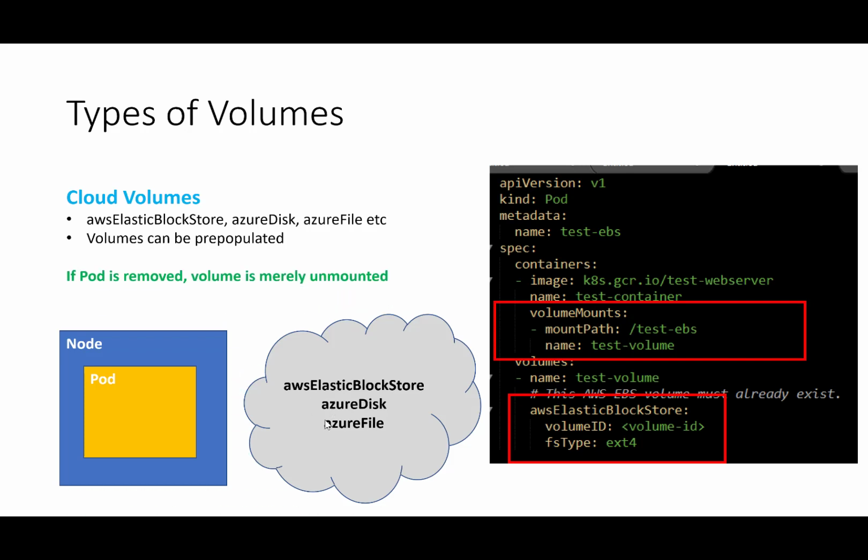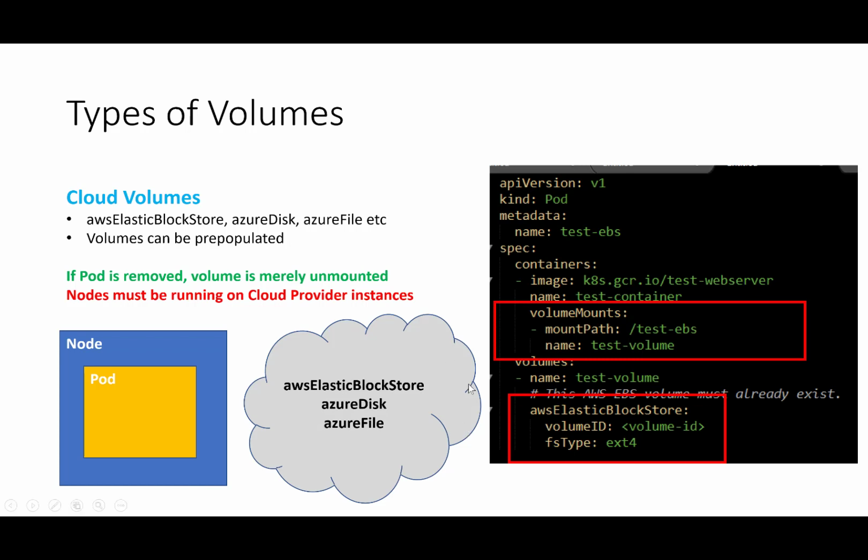Volumes can be pre-populated. Now the advantage here is if the pod is removed from the node, the volume is merely unmounted, so the files are not lost. Now there are some restrictions. Cloud providers have some restrictions where the nodes must be running on the cloud provider instances. So if you're using AWS, then the nodes and everything has to be in AWS.